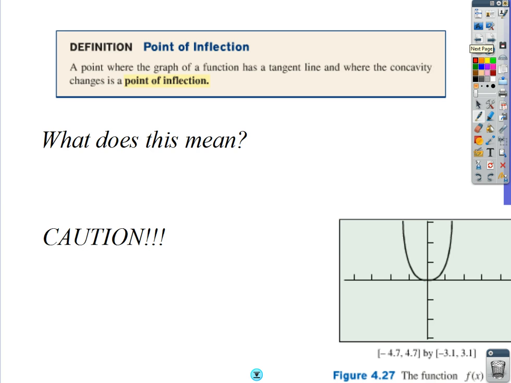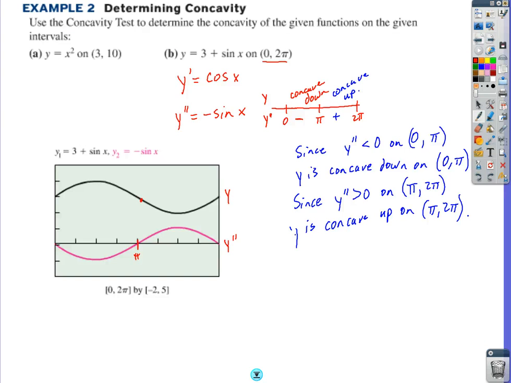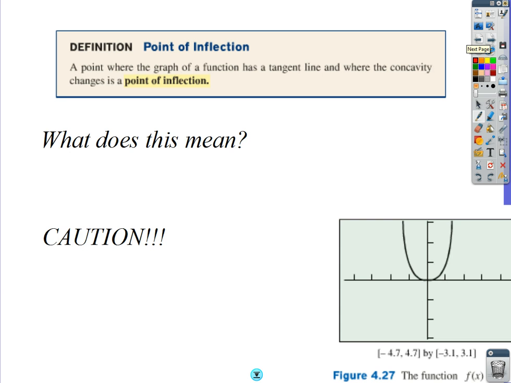Now we're going to talk about what happens at the point when concavity changes. The place back here where concavity changes, this point right here where it changes, is what we're going to call an inflection point. An inflection point is a point on the graph where a function has a tangent line and where the concavity changes. What does it mean to have a tangent line? It means that at that point it's differentiable. Differentiable. That's the key point. So a point in the graph where a function is differentiable and where the concavity changes. Okay? So that's what it means.